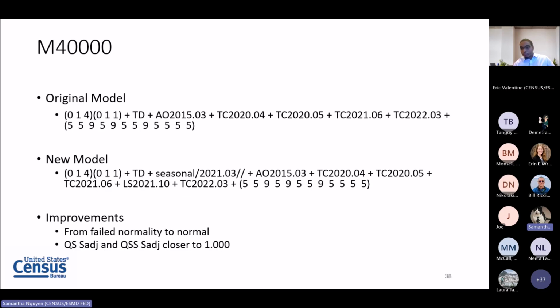Let's take a look at the model and how the change regime changed, or helped, the series. We have the original model and then the new model with the change regime implemented and an additional outlier. The model went from failed normality to normal and improved QS statistics.